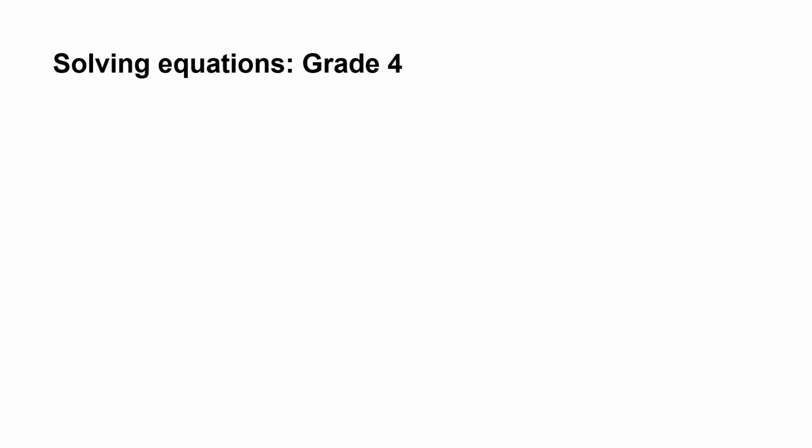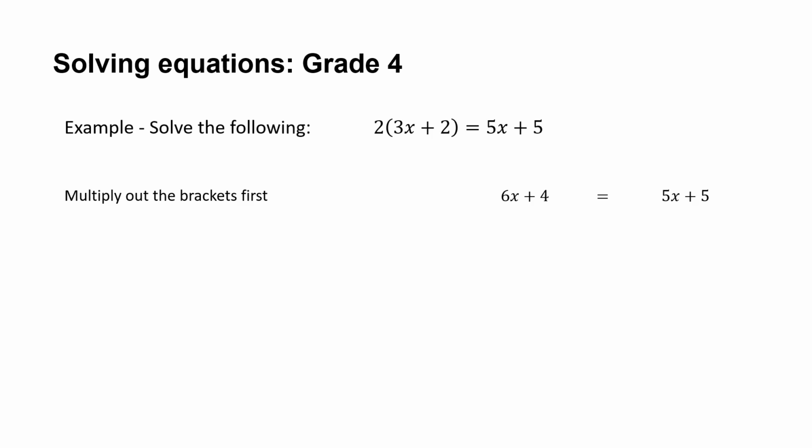So now we're going to move on to some slightly harder questions. So this is going to be looking at the kind of grade 4 level. So when we're at grade 4 level, what we're going to see is questions involving brackets. So this extra step means we're going to need to multiply out the brackets first. So the rest of it will be exactly the same, but we now have one extra step to start.